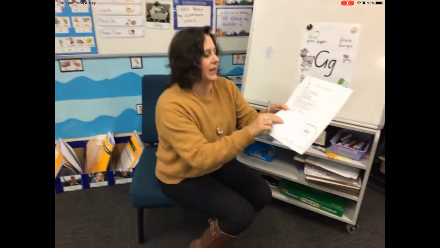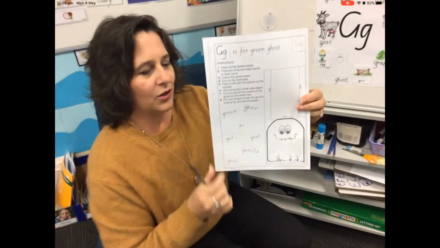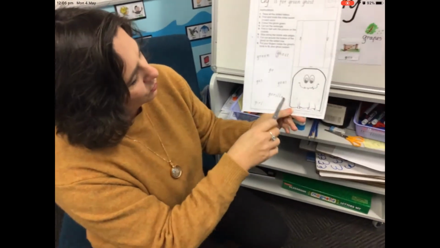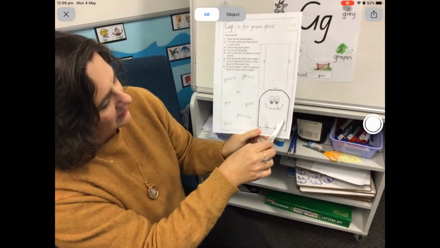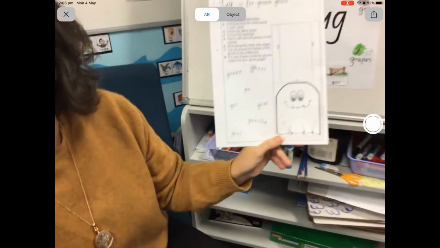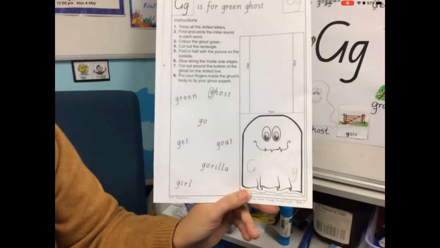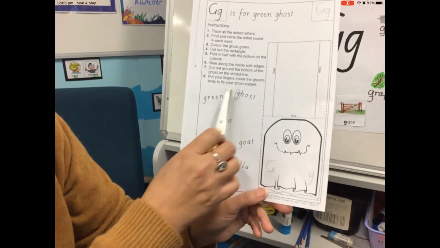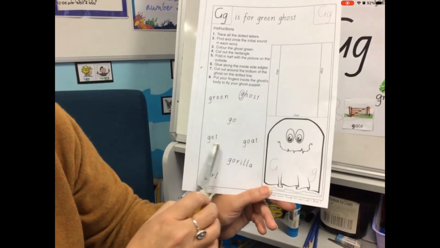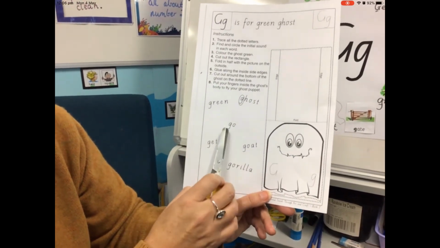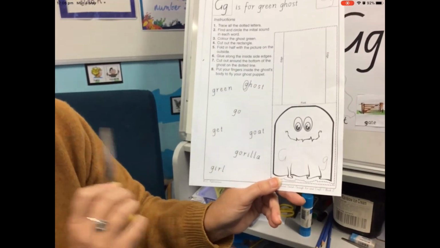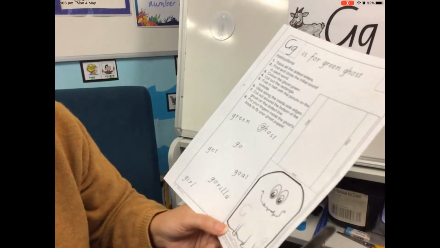Okay, so now perhaps we are going to do this lovely ghostly creature. Now, you will have to trace on the G's here and colour it in whatever colour you like. It's up to you because, you know, ghosts can be all sorts of colours. And then you've got to find all the G. There's a whole lot here. Ghost, green, go, get, goat, gorilla, girl. Now, this is the tricky bit. Well, it's not too tricky. This isn't as hard as some of the other ones.